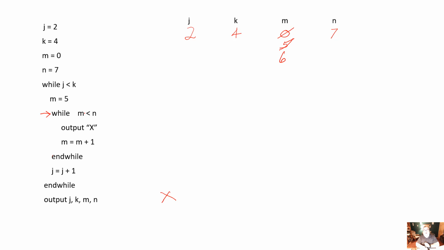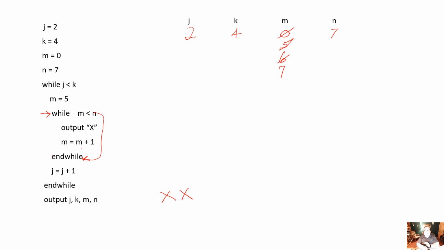So we say, okay, is M less than N? Is 6 less than 7? Yes, it is. Okay, output X. So I'm going to output another X. M is M plus 1, so this becomes a 7. And while, okay, we go back up to here. Is M less than N? No, it's not. So we skip over the body, go down to the end while, because it's no longer true, it's false.